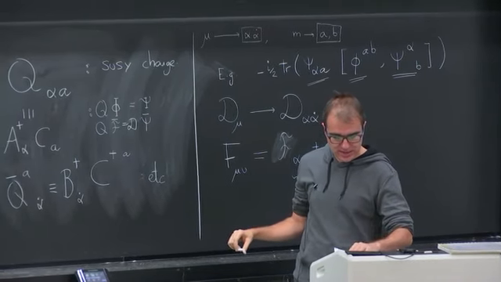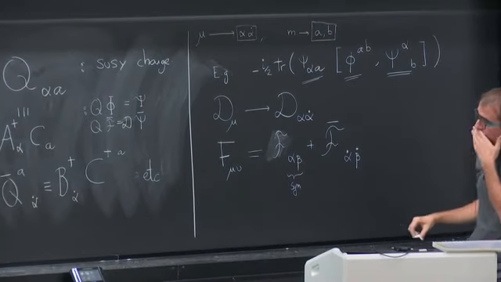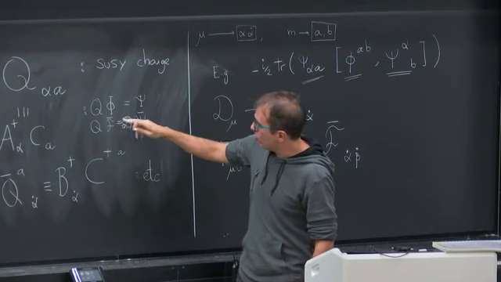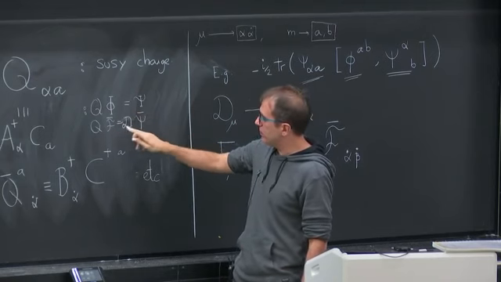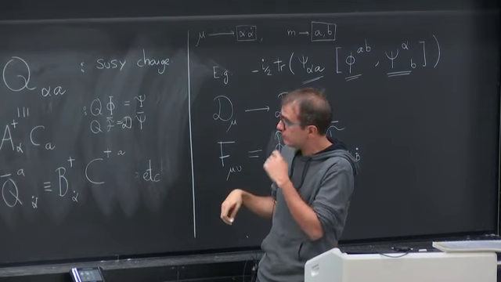So I want to advance a little bit more so that we reach a good punchline. But let's just look at these equations for now. So Q on phi gives psi. Q on psi bar gives derivative of psi bar.